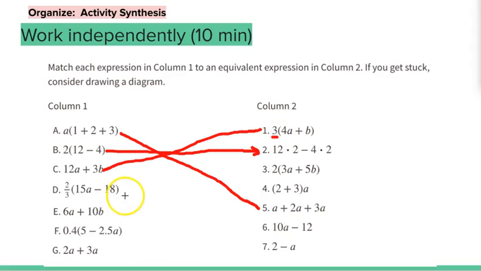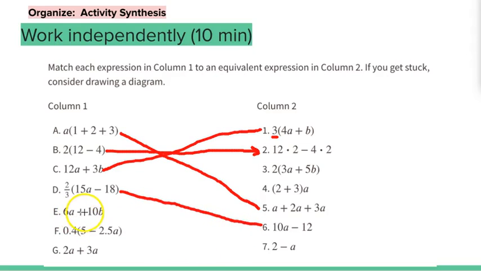What about this 2/3 times 15A minus B? This one gets a little trickier. You have to think about what the numbers would make. If you take 2/3 times 15, that gives you 30/3, or 10, right? Same thing with 18. 18 times 2/3 is going to give you what? 36/3, which is 12. So it's this one right here.